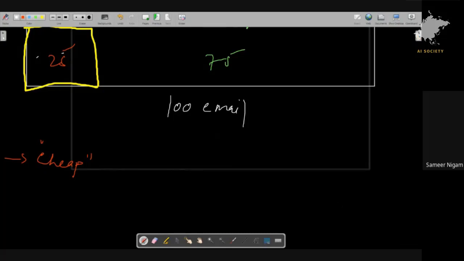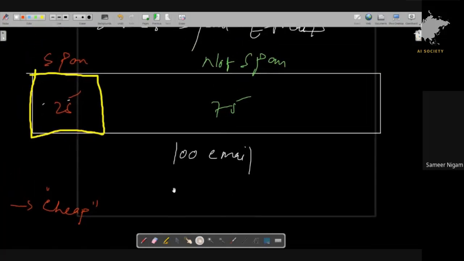Or let's say cheap in the subject, not headline, subject. If the email is containing the word cheap in the subject, I am going to consider it as spam. Understood this cheap thing, what the cheap thing is representing? Everyone, cheap means spam. Cheap in subject is going to be spam for us.